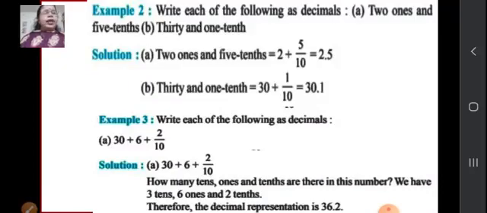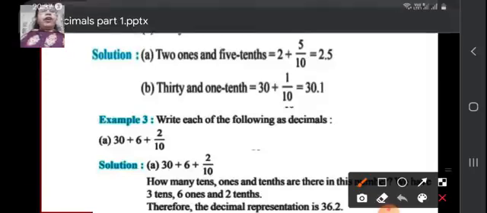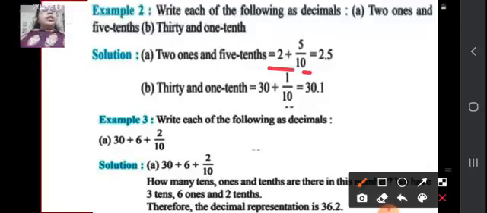Now, let us look at a few more examples. Write each of the following as decimals. A, 2 ones and 5 tenths. That means we have 2 plus 5 upon 10. So, it becomes 2.5. Then the next one is 30 and 1/10. 30 plus 1/10. That means it is 30.1.